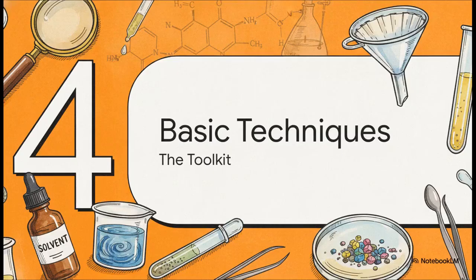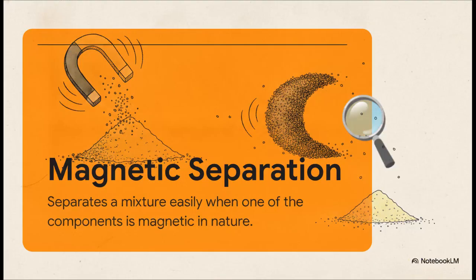Which brings us to Section 4, Basic Separation Techniques, the basic toolkit. Let's crack open our physical toolkit and see how we solve these simple mysteries. Our first method is super straightforward, but incredibly effective: magnetic separation. If you have a solid mixture and just one of those components happens to be magnetic, you've got it made.